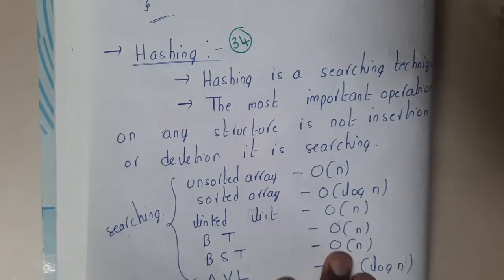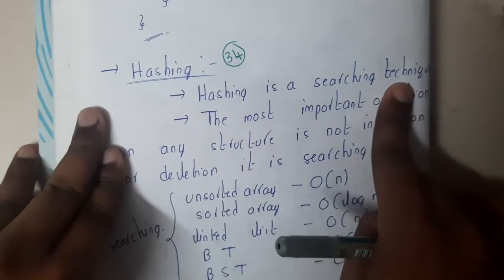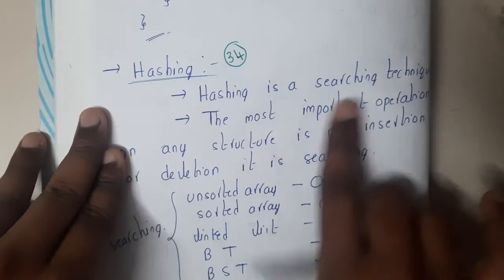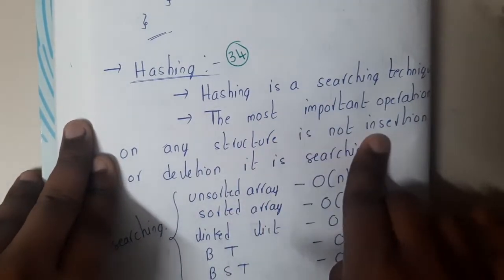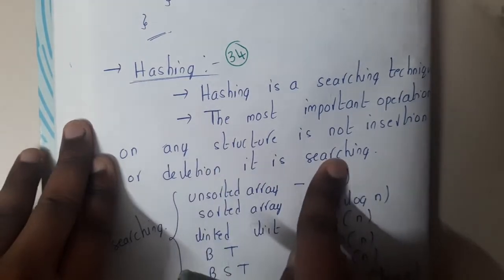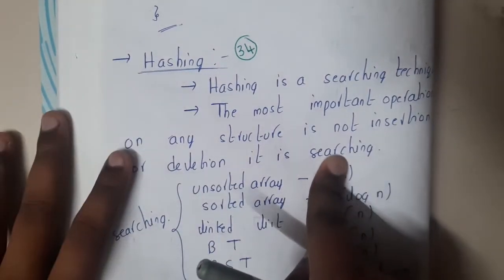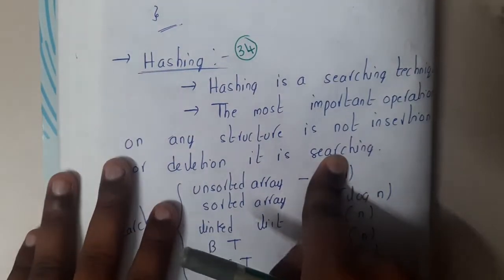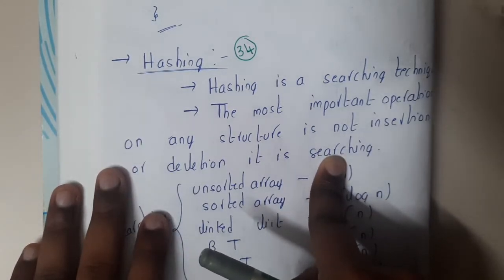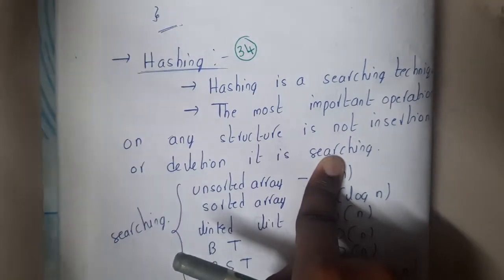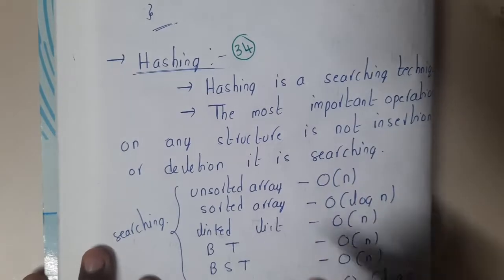In this lecture, let us go through the concept of hashing. Hashing is a searching technique. The most important operation on any structure is not insertion or deletion, it is searching. Assume that you are storing some values at some position. Why are you storing them? The main reason is that in future we should be able to retrieve them. So for searching them back, we are storing them.